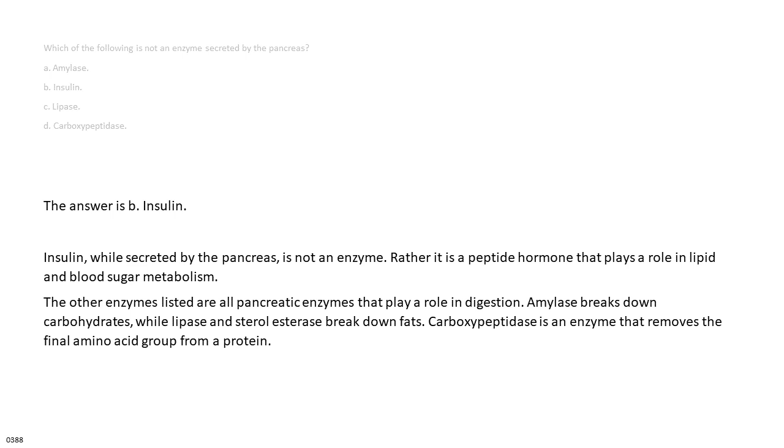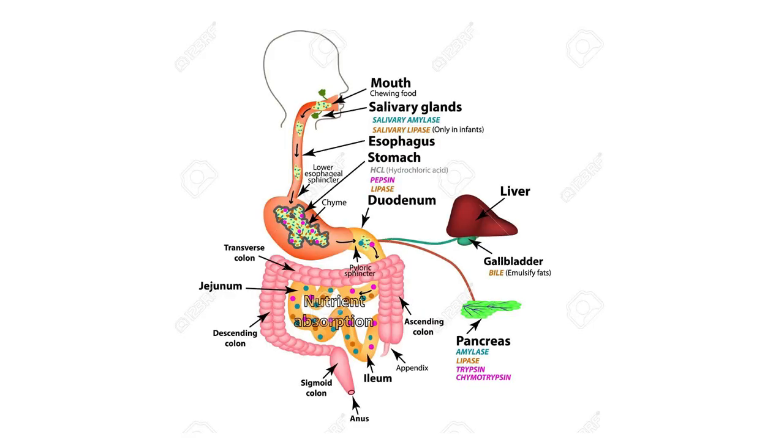Insulin, while secreted by the pancreas, is not an enzyme. Rather, it is a peptide hormone that plays a role in lipid and blood sugar metabolism. The other enzymes listed are all pancreatic enzymes that play a role in digestion. Amylase breaks down carbohydrates, while lipase and sterol esterase break down fats. Carboxypeptidase is an enzyme that removes the final amino acid group from a protein.